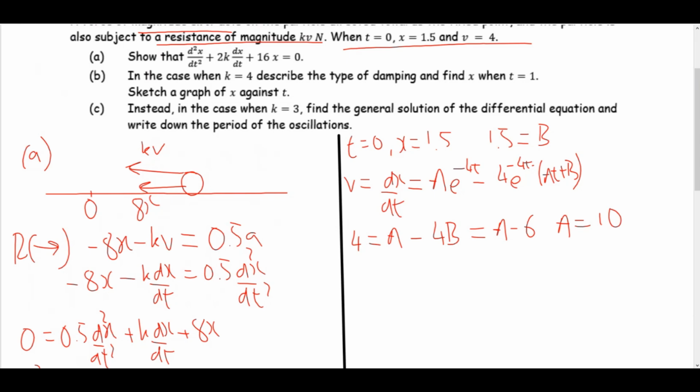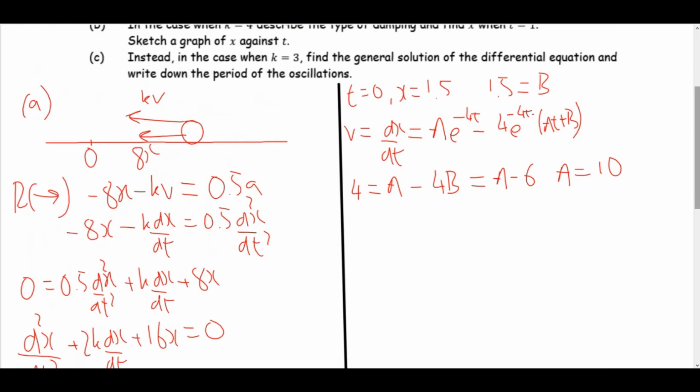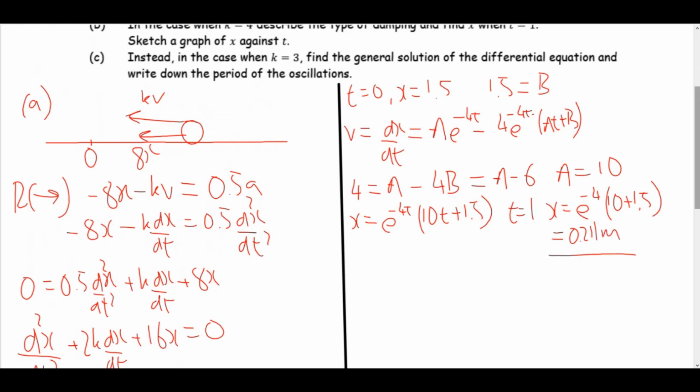So consequently, the particular solution of this is going to be that the displacement x is e to the power of minus 4t times a, which is 10t plus 1.5. To work out the displacement when t is 1, if you substitute t is 1 into this, you will get that x is e to the minus 4 times 10 plus 1.5, and your calculator will give you a displacement of 0.211 meters. That is correct to 3 significant figures.